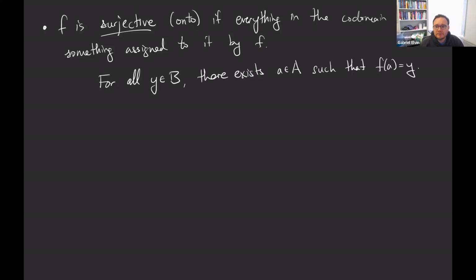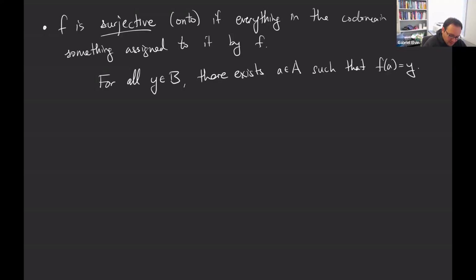And we actually see two quantifiers in this statement. So for all elements in the codomain, for all y in the codomain, there exists an a in the domain such that f takes a to y. That's what it means to be surjective.